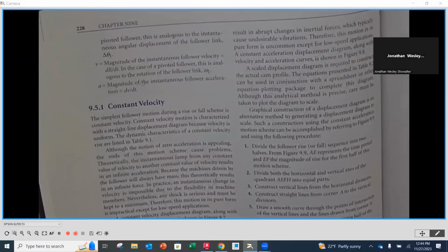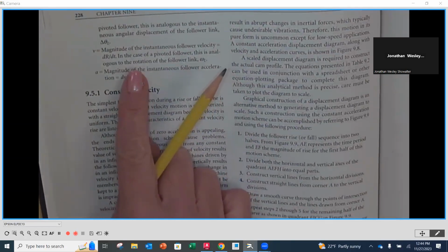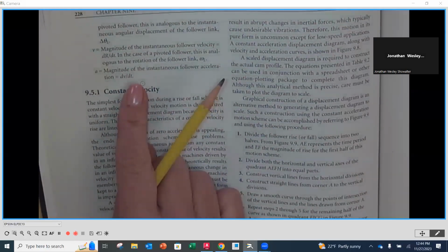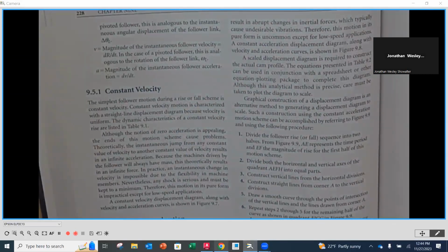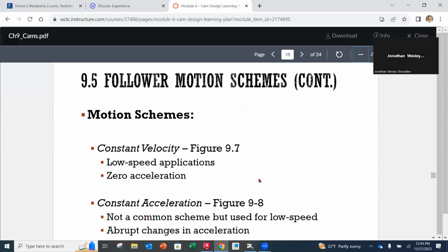We can calculate also the straight line velocity at any given point in time and the acceleration at any given point in time, right? So those are the different variables that we're going to see come up in equations that we're going to be looking at. Now, as we look at different motion schemes, they are going to give us different results in terms of how we're going to displace the actual follower itself. Now, there are 4 that we're going to focus on, which are the 4 most popular.